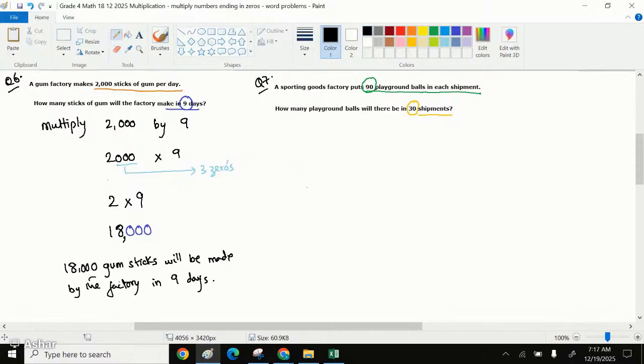So once we need to multiply, we say multiply 90 balls by 30 shipments. That means 90 is multiplied by 30. Can we count the number of zeros? There is 1 zero, there is 1 zero. That means in total there are 2 zeros. So what would be 9 multiplied by 3?